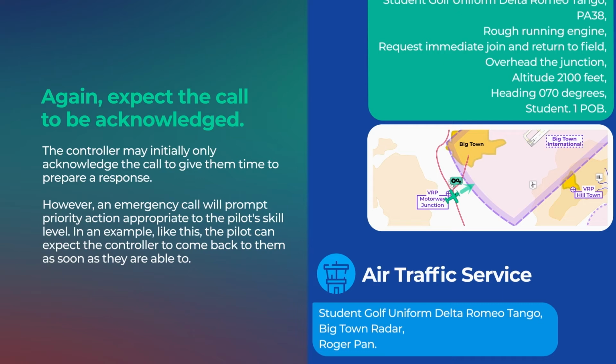However, an emergency call will prompt priority action appropriate to the pilot's skill level. In an example like this, the pilot can expect the controller to come back to them as soon as they are able to.